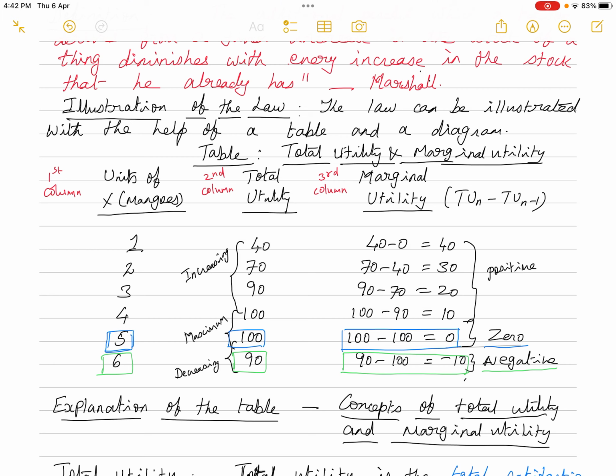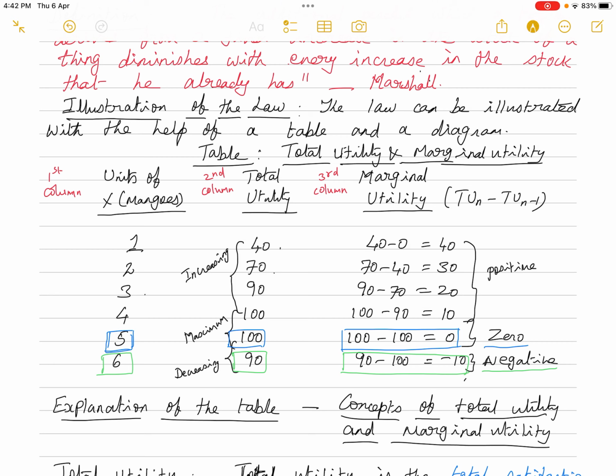The second unit, the stock is increasing. So the consumer is consuming one more mango. So now it becomes 2 mangoes. So when the consumer consumes 2 mangoes, the total satisfaction has increased to 70. So how much is the additional? 70 minus 40, that is equal to 30. That is TUn minus TUn-1. So 70 is the second unit, 40 is the first unit. So 70 minus 40 is equal to 30. So only for the second unit, the satisfaction derived by the consumer is equal to 30 utils.